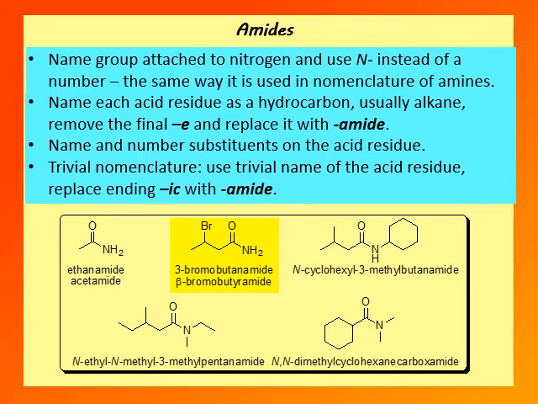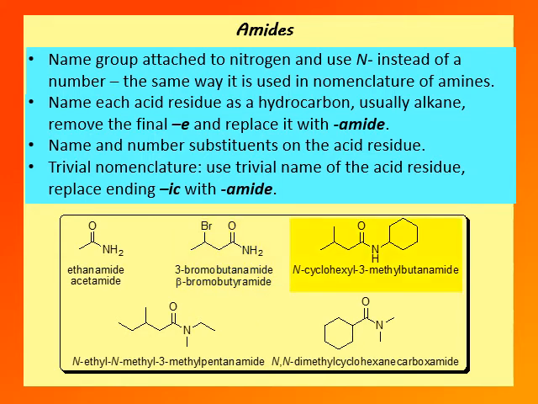The next example is slightly more complex. So a 4-carbon chain, that means butane, and that's butaneamide. We drop the final E, replace it with amide: butaneamide. On carbon 3 there is a bromine substituent, so that becomes 3-bromobutaneamide. Trivial nomenclature: 4 carbons, butyric acid, so that's butyramide, and carbon 3 corresponds to the beta carbon according to trivial nomenclature. So it becomes beta-bromobutyramide.